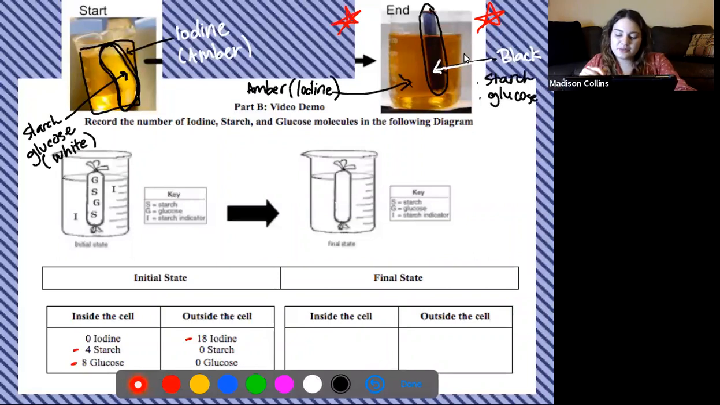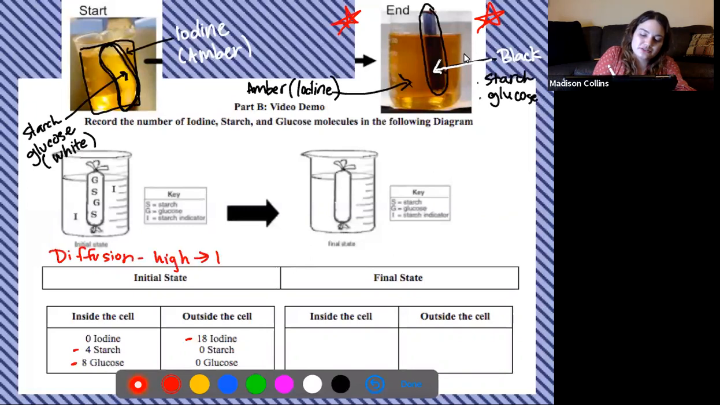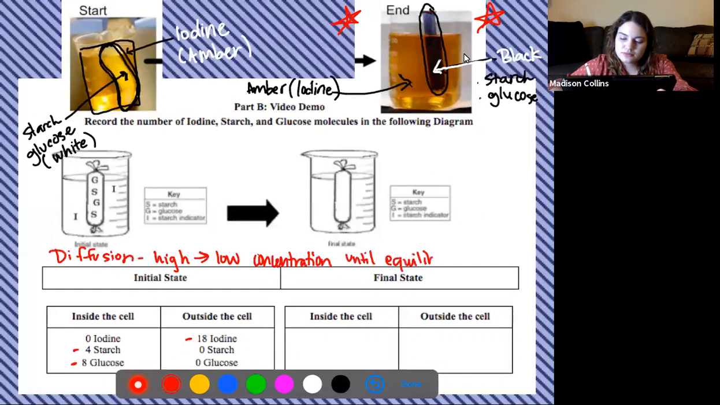All right, now down at the bottom, we have to fill out the final state of this diagram. So we're trying to figure out, where did these molecules go? Well, what do we know about diffusion? We know that molecules, when they're diffusing, want to go from a high to low concentration until they maintain that equal state called equilibrium. So they're going to travel across that membrane to reach equilibrium, that equal state, equal amounts of molecules.